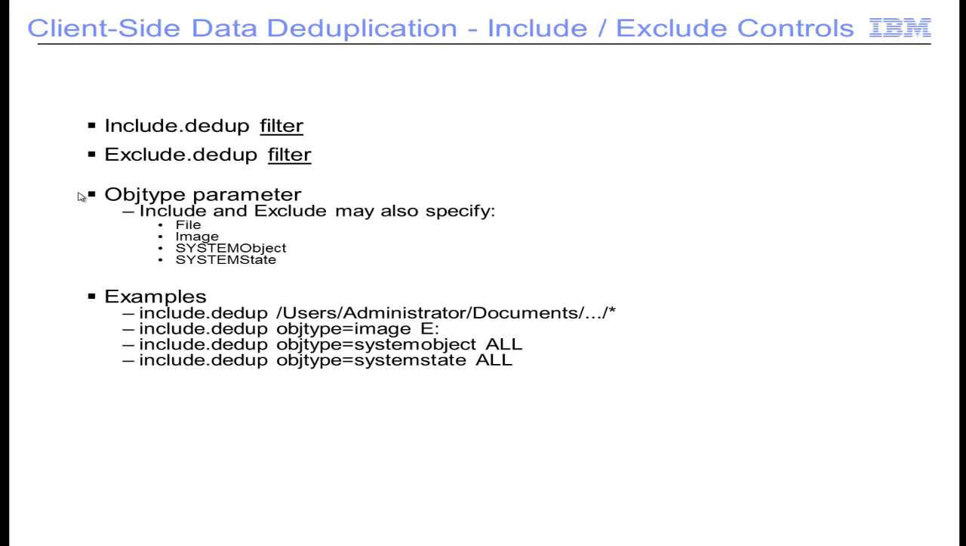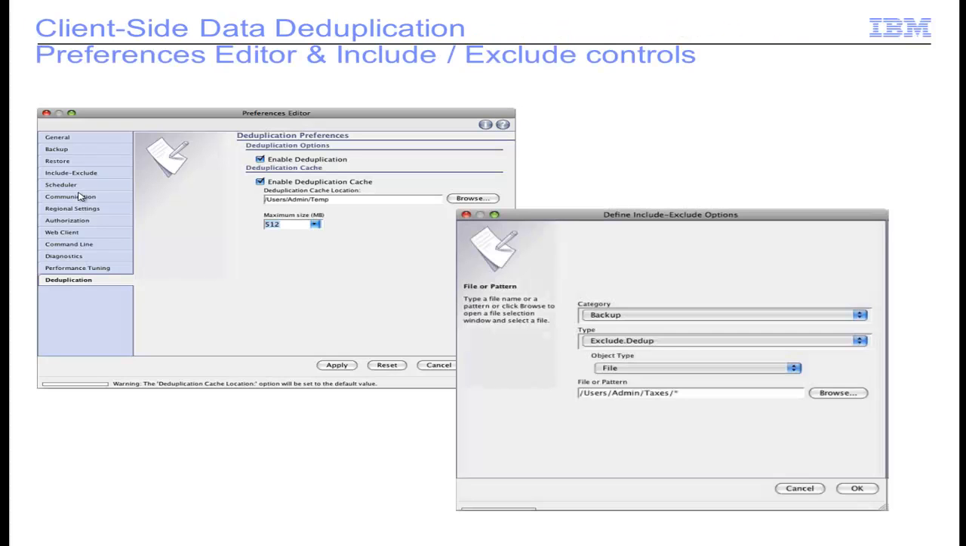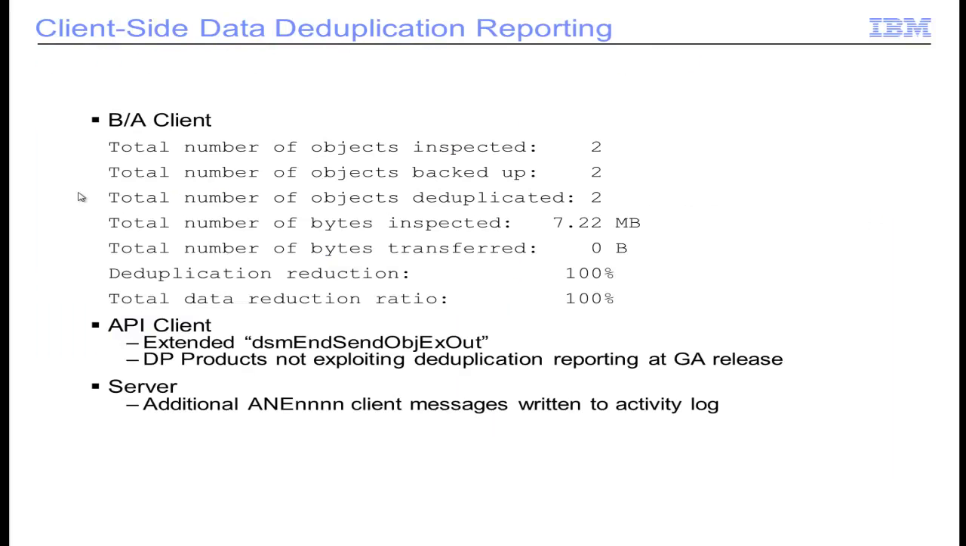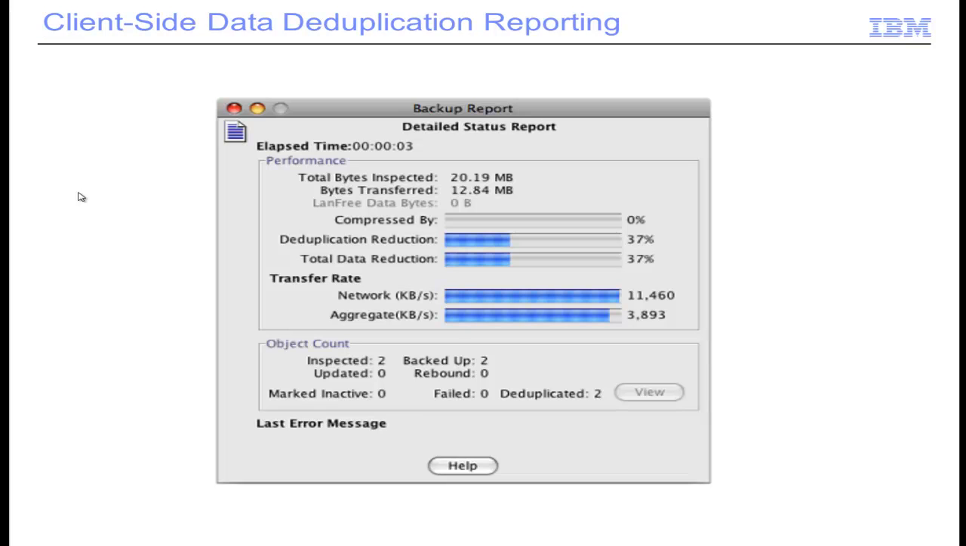This is an example of the include-exclude list for the client-side dedupe. You can see we have an include.dedupe or an exclude.dedupe option. You can also utilize the client-side preference editor through the GUI if you want to be walked through a wizard to set up these deduplication options. This is an example of reporting on the client side showing how much deduplication was achieved during the backup. Here we had 100% achieved.